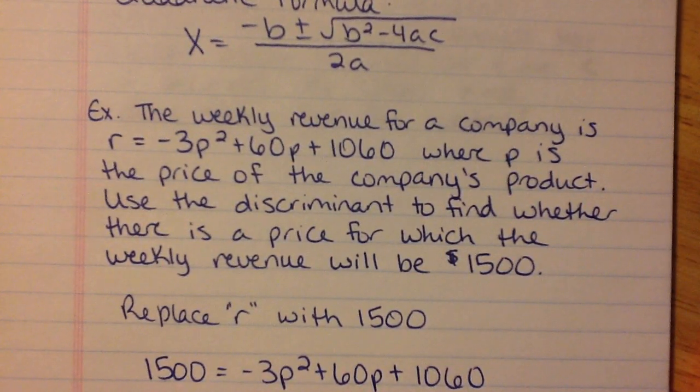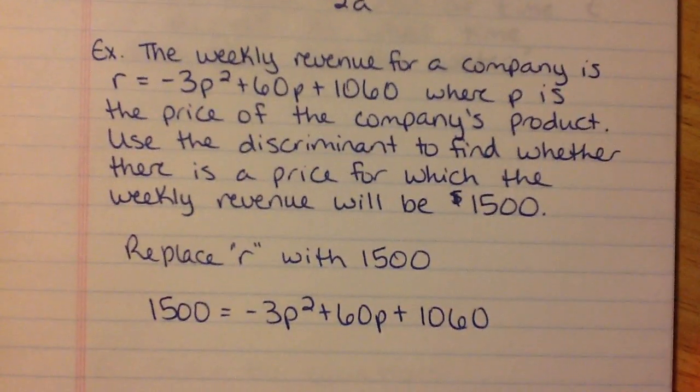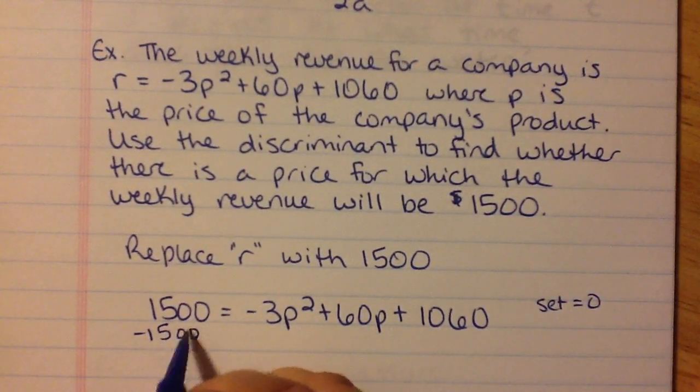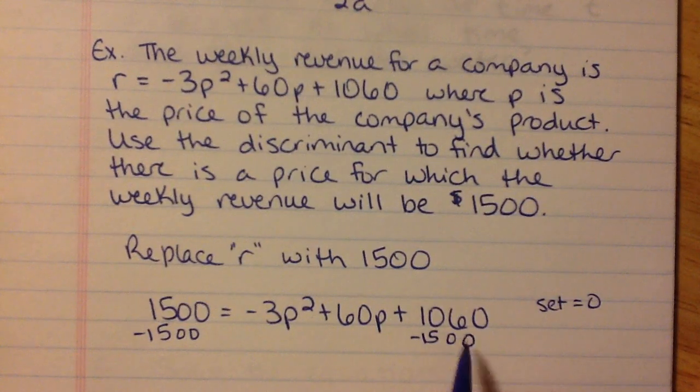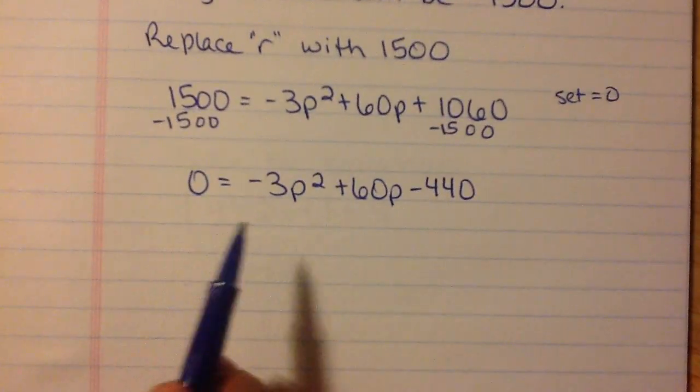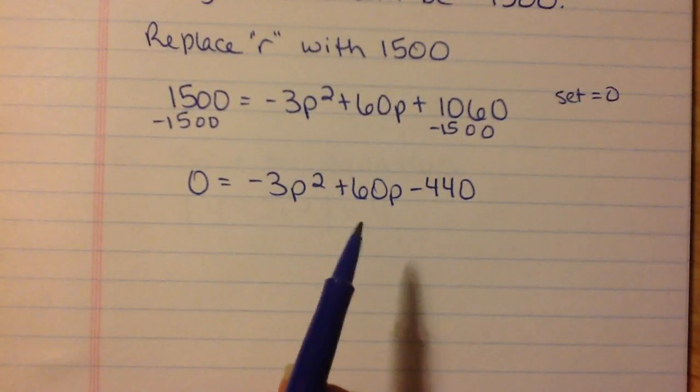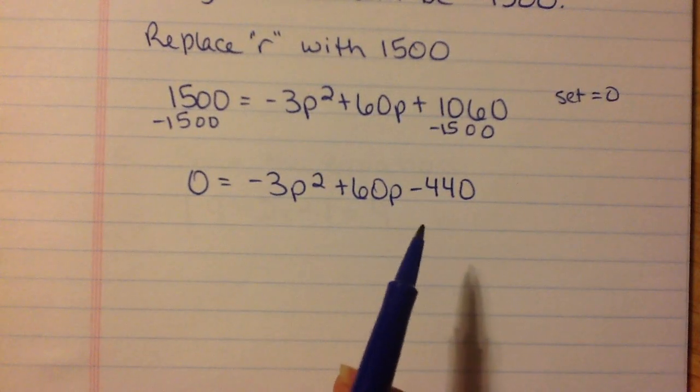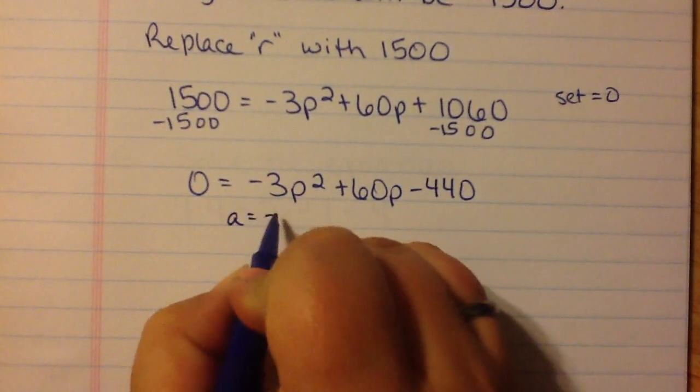Okay, but in order to put this into the quadratic formula or anything else, remember we need to set it equal to 0. So don't forget to set it equal to 0. We would subtract our 1,500 over with its like term. It doesn't have a variable, so that's its like term. So then we would get 0 equals negative 3p squared plus 60p, and when we subtract that, we would get negative 440. Now we could put this into the quadratic formula where a would be negative 3, 60 would be b, and negative 440 would be c.